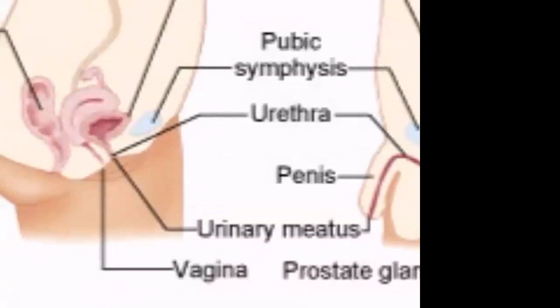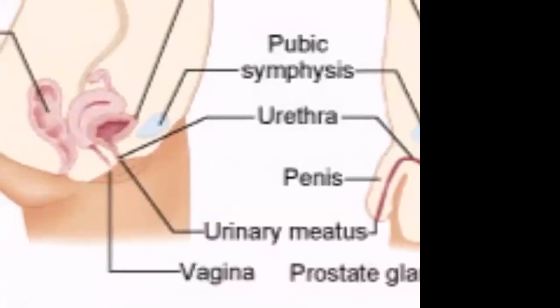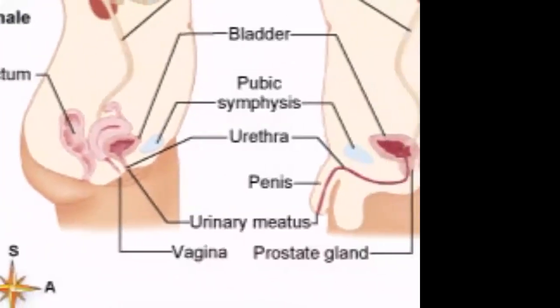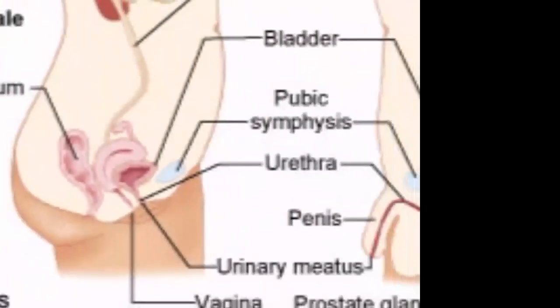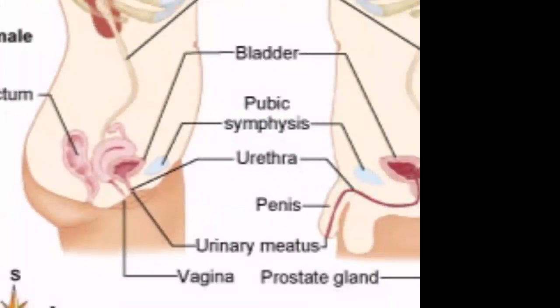In the female, you can see where the urinary bladder is as compared to the uterus. And the uterus is right on top here, tilted forward, which we call anteflexion. You also notice the urethra in the female is much shorter, 1 to 2 inches long.